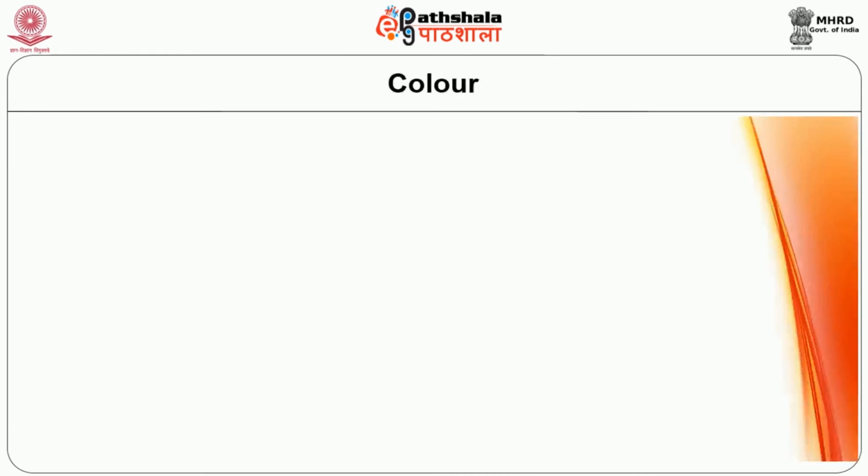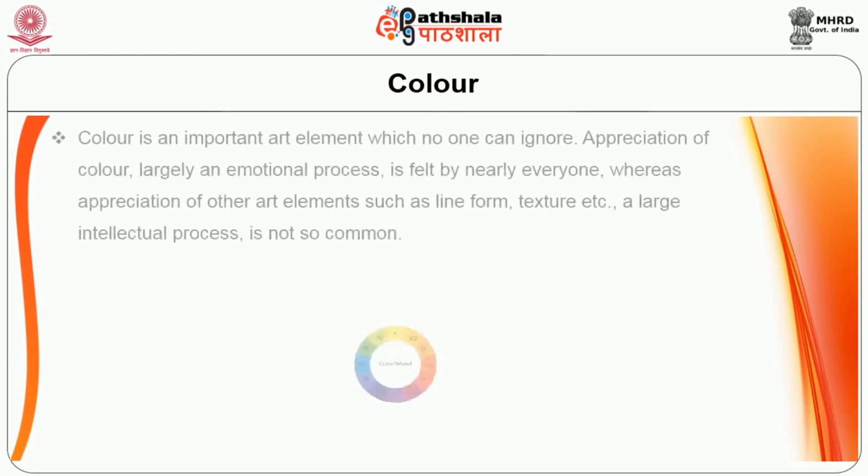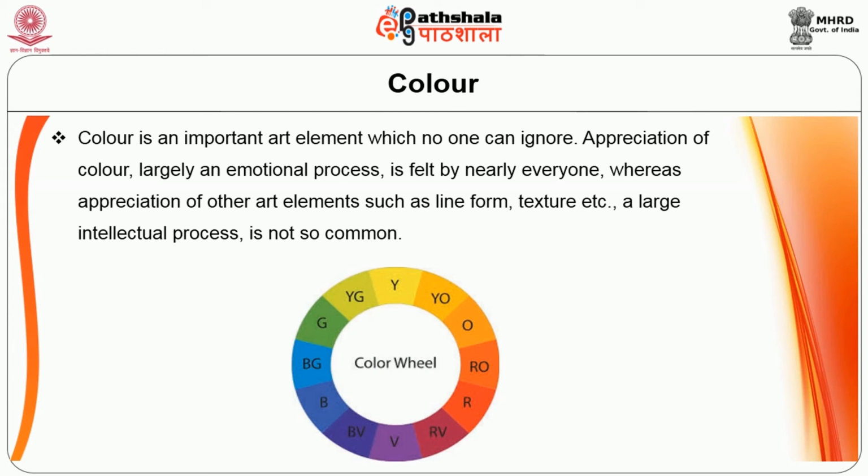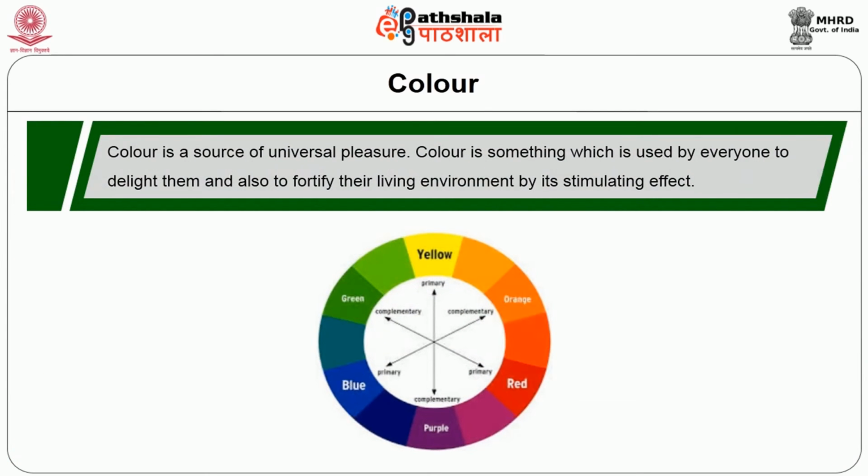The next element would be color, and as you all know, color is an important art element which no one can ignore. Appreciation of color, largely an emotional process, is felt by nearly everyone, whereas appreciation of other art elements such as line, form, texture, etc. is a large intellectual process and is not so common. Color is a source of universal pleasure, and color is used by everyone to delight them and also to fortify the living environment by a stimulating effect.